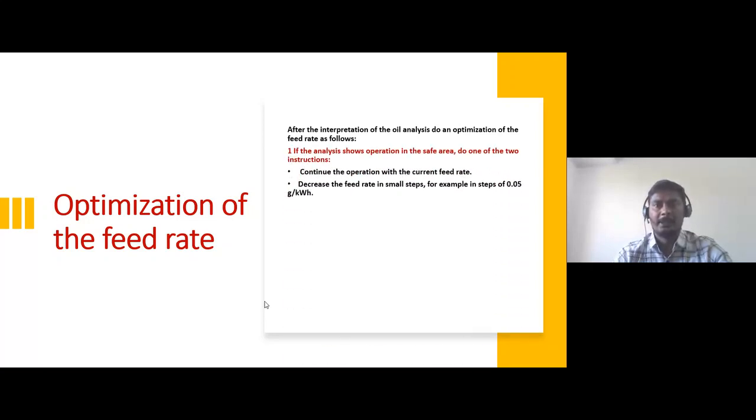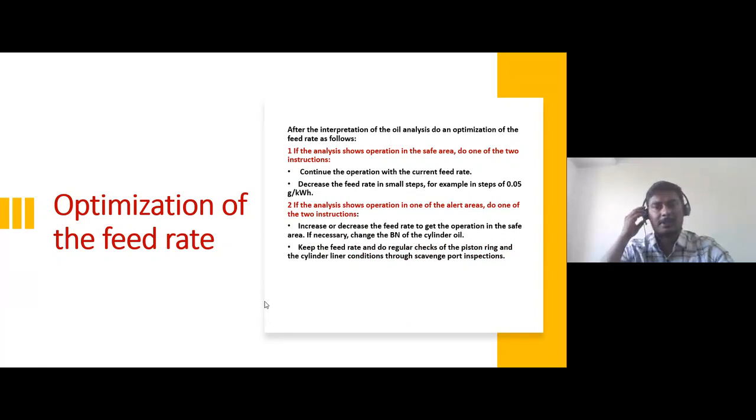If the analysis shows operation is in the safe area, do one of two things: continue the operation with the current feed rate, or decrease the feed rate in small steps, for example 0.05 grams per kilowatt-hour. So you can reduce, and also save your cylinder lubricant. If your analysis shows a very safe area within limits, you can slightly decrease your feed rate, and you can save a lot of cylinder oil in your ship.